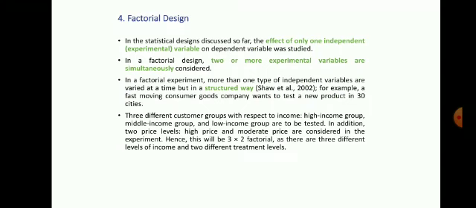So if an FMCG company wants to test a new product in 30 cities, considering the higher income group, middle income group, lower income group, along with high and moderate price levels, this will lead to a 3 by 2 factorial design: 3 different levels of income and 2 different treatment levels in terms of the price, high and moderate price. This gives us the 6 different experimental groups: high income, high price, high income, moderate price, middle income, high price, and so on and so forth.